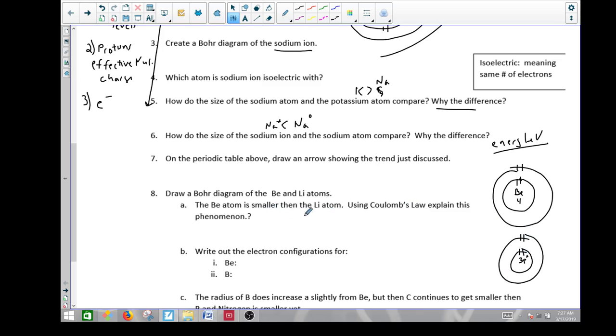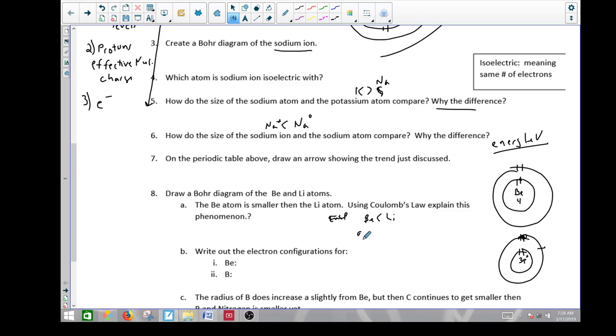The beryllium atom is smaller than the lithium atom. Using Coulomb's law, I'll explain this. So first thing we go to is energy levels. They are in the same number of energy levels, 2. And I wrote that wrong here. It's only going to have 1. All right, now we have a number of protons. Well, looks like lithium has less protons. So you can say that lithium is smaller than beryllium. I should say, hold on a second here. So beryllium has more protons. So beryllium is smaller than lithium.